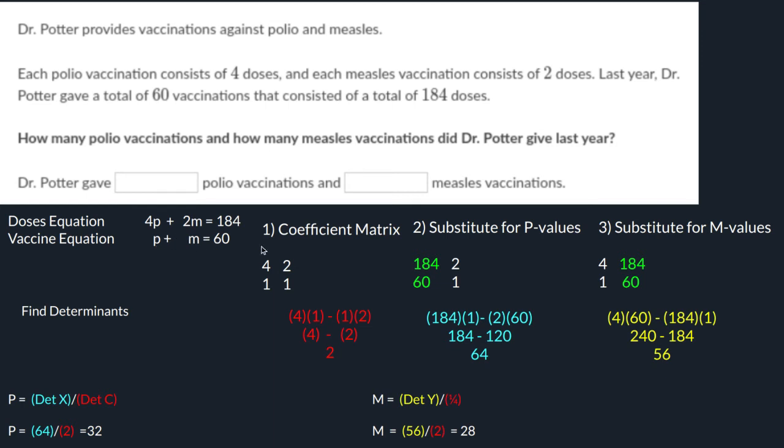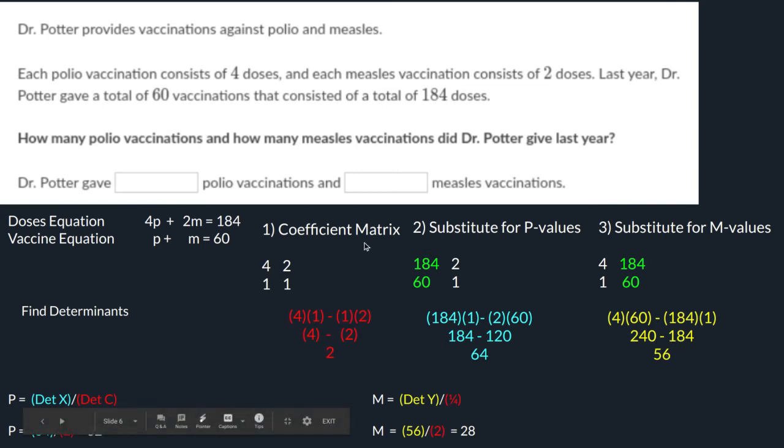So now you just go and you create your coefficient matrix, and the determinant of that, 4 times 1 minus 2 times 1 is 2. And you substitute in for your polio values, your p values, get that determinant, 184 times 1 minus 2 times 60, that ends up being 64. Then we substitute for our measles values here. 4 times 60 is 240 minus 1 times 184, which is 184. Subtract that, you get 56.